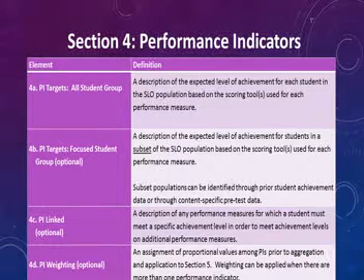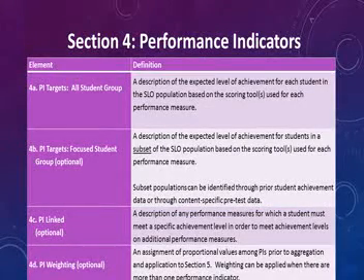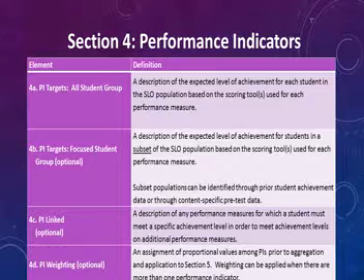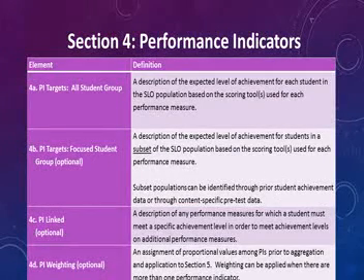If you look at the page that has the definitions, let's go over all of those. The one part that is required is one target, all student group target. It's a description of the expected level of achievement for each student in the SLO population based on the scoring tools used for each performance measure. The first optional part of this is the focus student group, a description of the expected level of achievement for students in a subset of the main SLO population based on the scoring tools used in each measure. Subset populations can be identified through prior student achievement data or through content-specific pretest data.